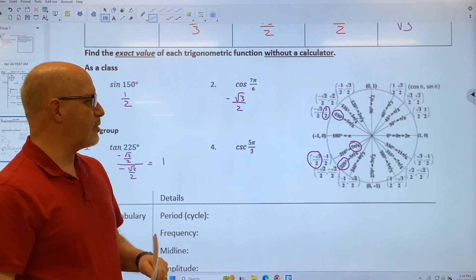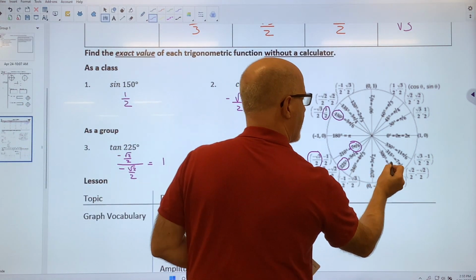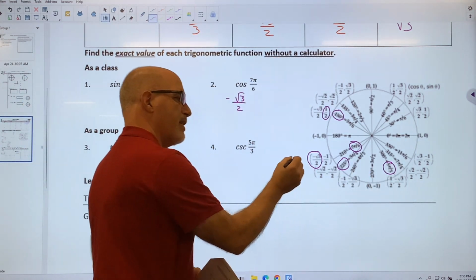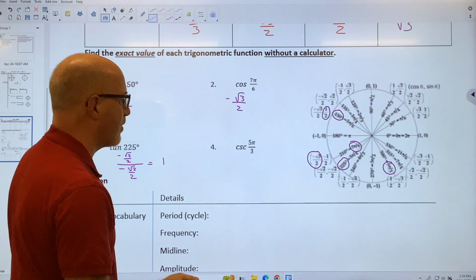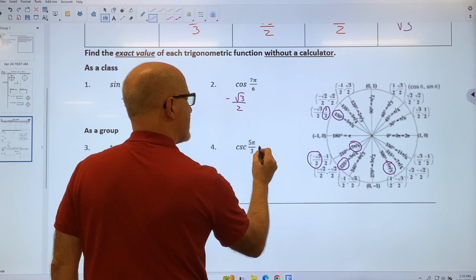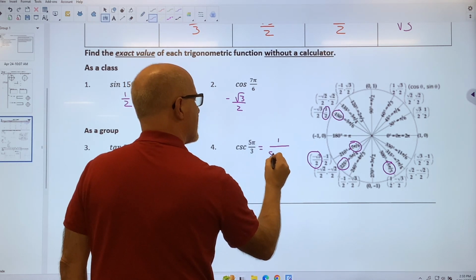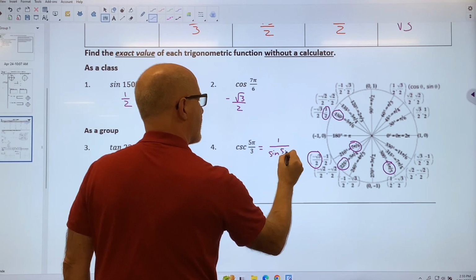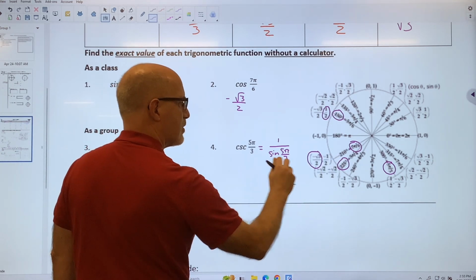And lastly, let's do cosecant of 5 pi over 3. Let's find 5 pi over 3. It's right over here. Now, this has cosine comma sine on it. Cosecant is the reciprocal of sine. So this is going to be 1 over sine of 5 pi over 3. So let's go ahead and find sine, and we're going to do its reciprocal.